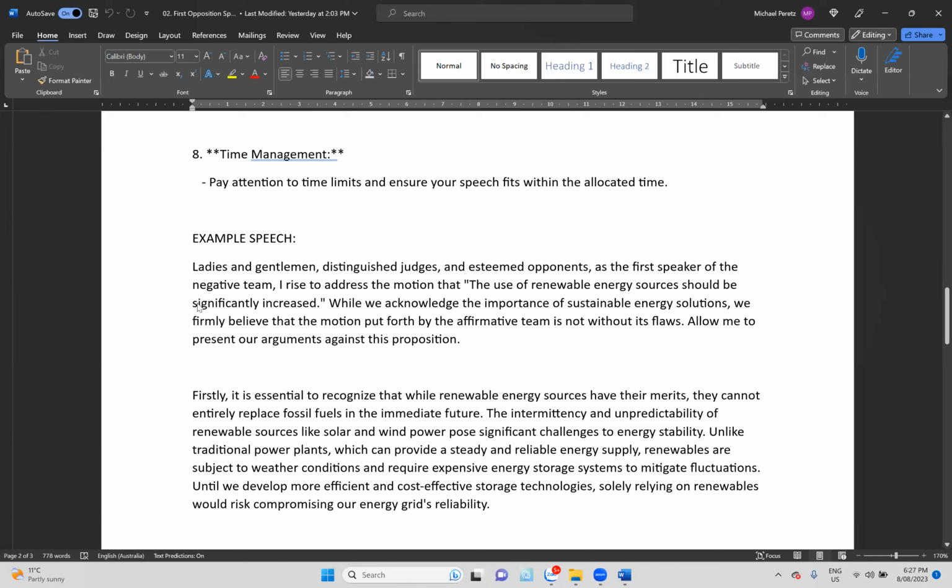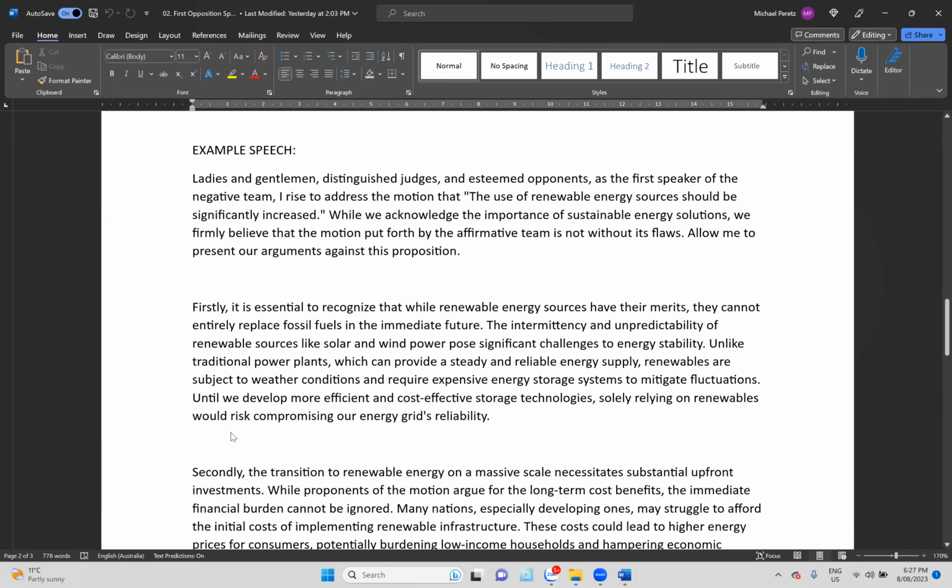Ladies and gentlemen, distinguished judges and esteemed opponents, as the first speaker of the negative team, I rise to address the motion that the use of renewable energy sources should be significantly increased. While we acknowledge the importance of sustainable energy solutions, we firmly believe that the motion put forth by the affirmative team is not without its flaws. Allow me to present our arguments against the proposition.